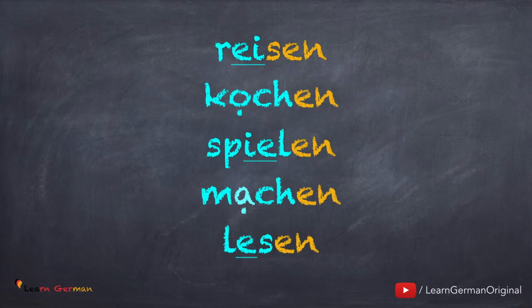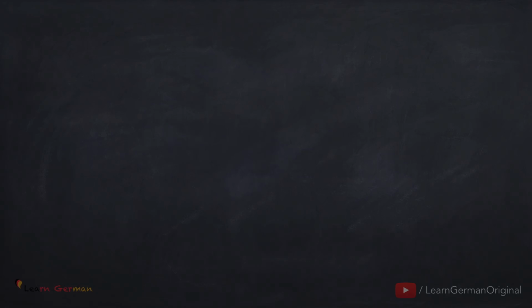Once again, reisen, kochen, spielen, machen, lesen. Whether these verbs are regular or irregular, the accent will always be on the stem, even when these verbs are conjugated. Let's look at them.